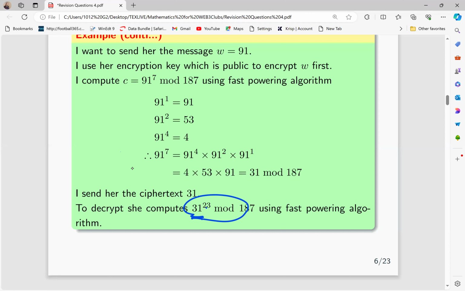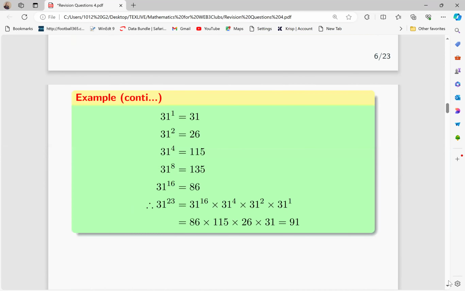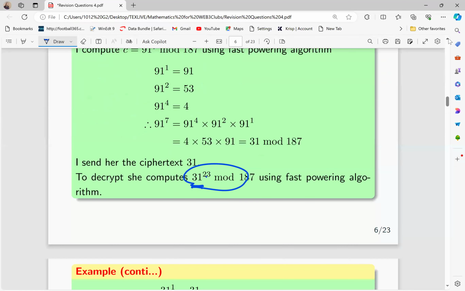What was our original message? It was 91. Yes. She's supposed to get that 91. And that is what we want to do. That's what we are going to do. And you can. So that is how you encrypt the message, and that is how it's decrypted.